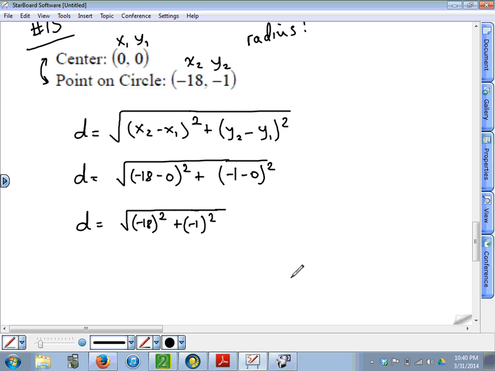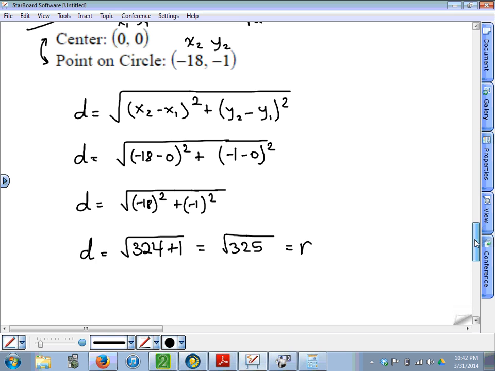Now, negative 18 squared is 324. Negative 1 squared is 1. So the distance from the center of that circle to that point on the circle is the square root of 325. That's equal to the radius.